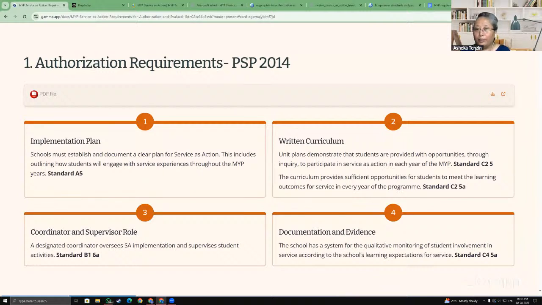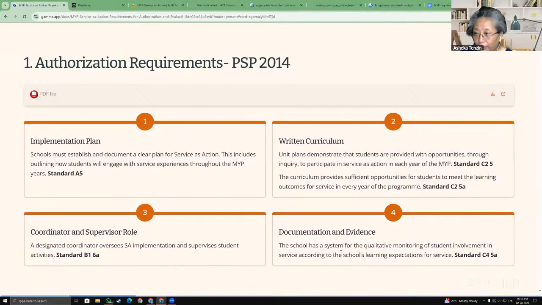Unit plans demonstrate that students are provided with opportunities through inquiry to participate in service as action in each year of the MYP. The curriculum provides sufficient opportunities for students to meet the learning outcomes for service in every year of the program. So you should have a service as action program also for the MYP, where you give them opportunity to fulfill the learning outcomes of service.